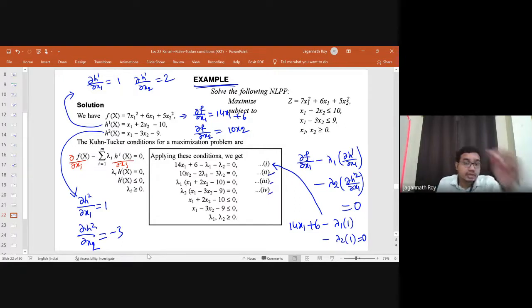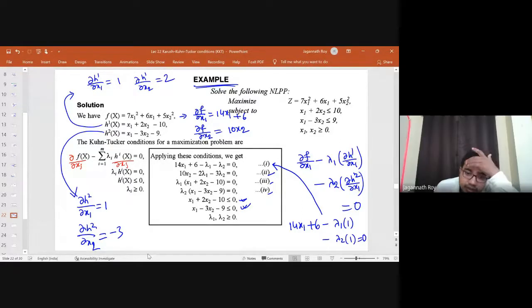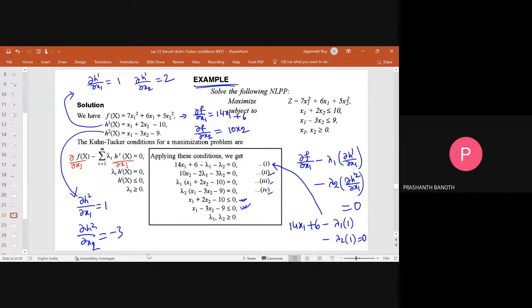And we also write down these equations, the constraint functions. Sir? Yes, tell me. Sir, in the second equation, shouldn't the last term be plus 3 lambda 2? Let me check whether there is a printing mistake. Yes, sir, it should be plus 3 lambda 2.